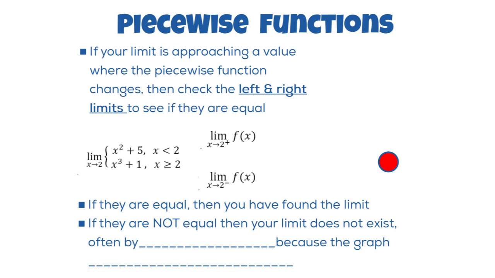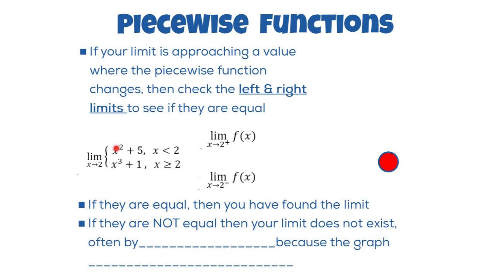All right, I'm just doing one of each type here. So if you get stumped on one, feel like you need to watch that again to see that play out, that's fine. I'm going to do one more type. It's a piecewise function. If your limit is approaching a value where the piecewise function changes, that means that right here, my limit is approaching 2. And 2 is the exact spot where we're switching from one function to the other function. So if that's the case, you're going to check the left and right limits to see if they're equal. So let's give that a shot.